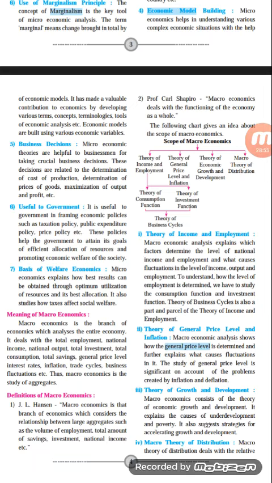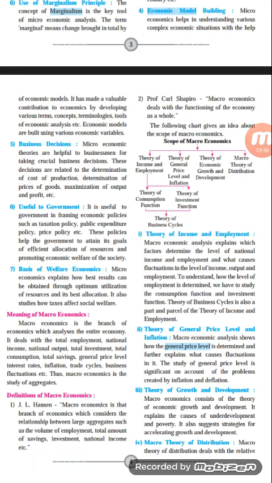Let us see the fifth one, business decisions. Microeconomic theories are very helpful for businessmen in taking crucial business decisions. These decisions are related to the determination of the cost of production, that is, at what cost we can manufacture the goods, and what price we have to charge the consumer, so that we can recover the cost of manufacturing along with a profit for the business. There are many theories used by businessmen in making business decisions, and accordingly the maximization of output as well as the maximization of profit can be achieved.